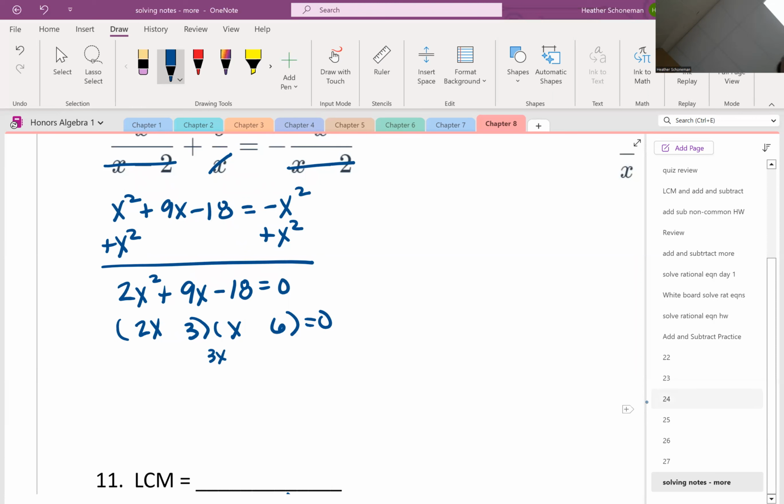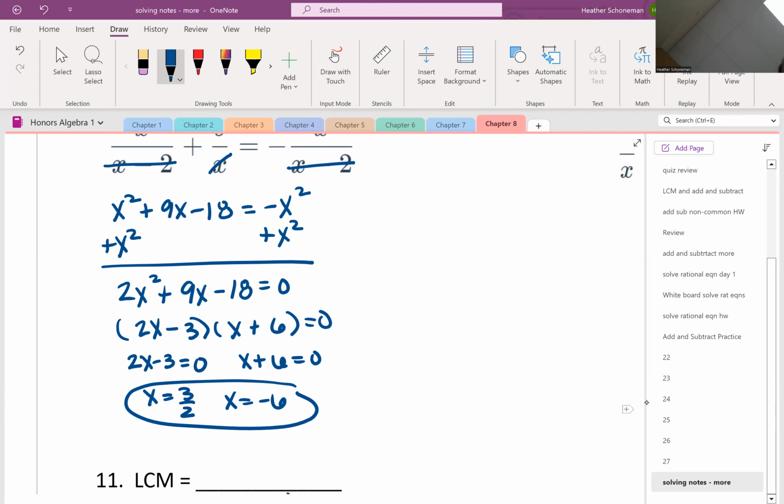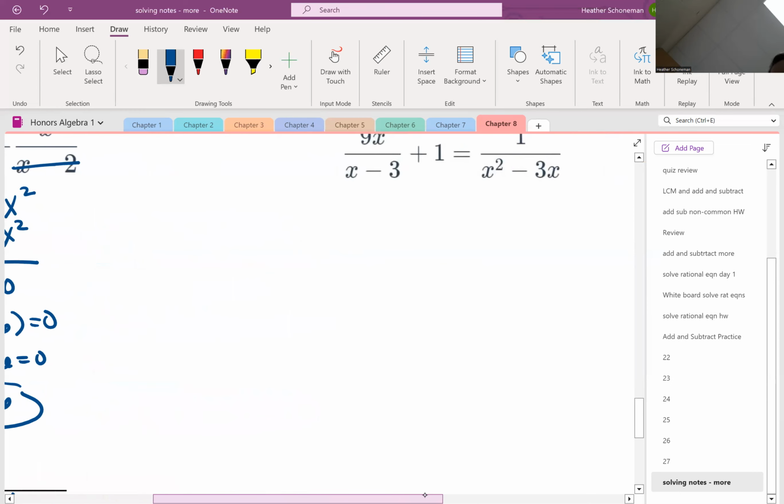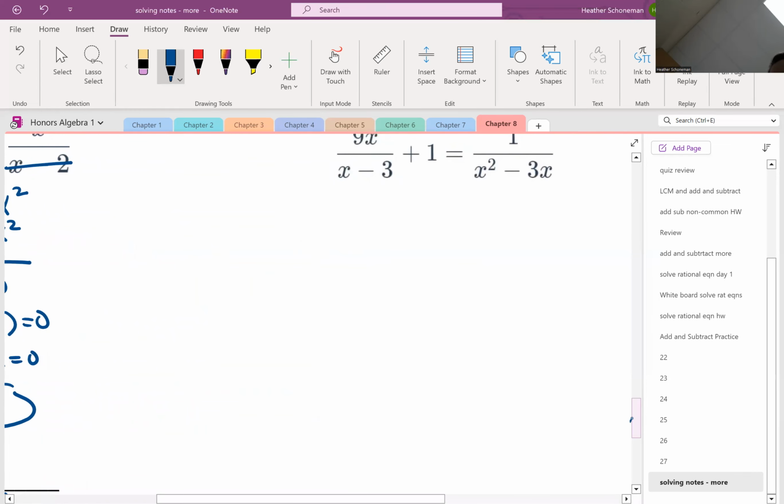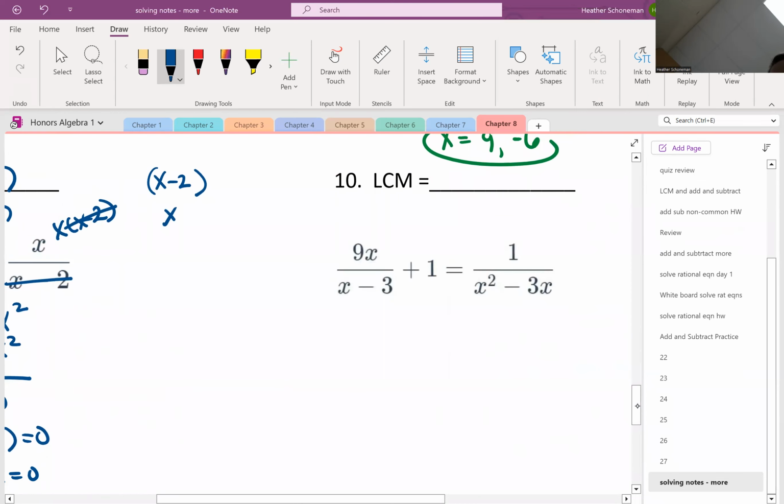This gives me 3x, and that gives me 12x, which could get me to 9 if the 12 is positive. So those are my answers. So when I solve, 2x minus 3 equals 0, and x plus 6 equals 0. So over here, add the 3 and divide by 2, so I get positive 3 halves and negative 6. Neither one of those will make the denominator 0, and so they're both good answers. Neither is extraneous.